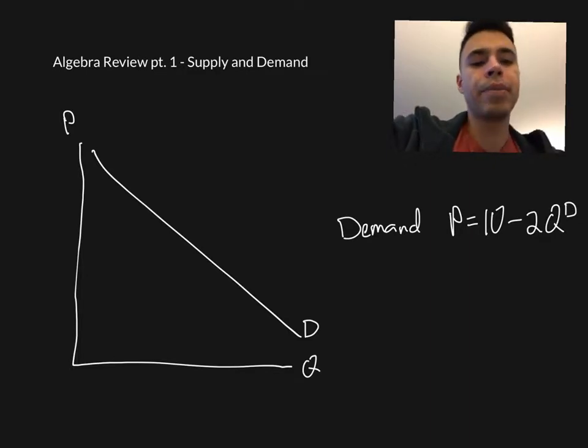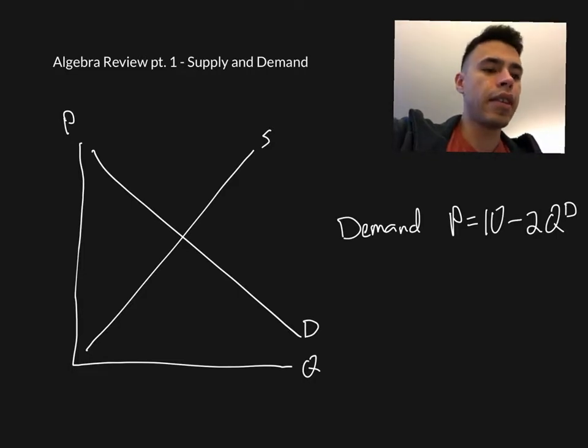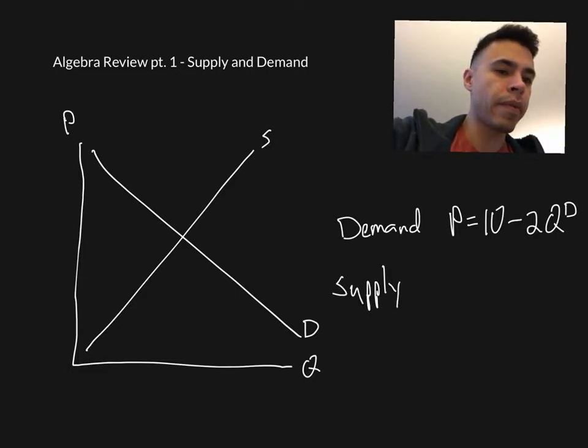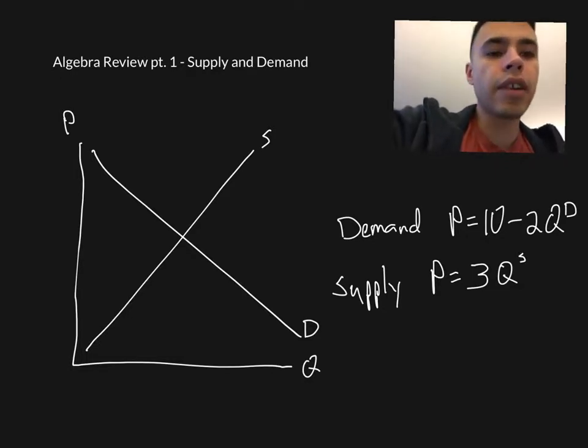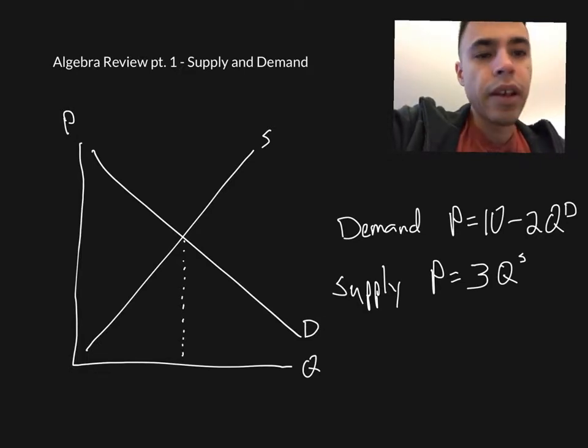Okay, and let's say we have a supply curve that looks like this. Let's say that the supply curve is given by the equation price is equal to 3Q, quantity supplied. So now the question is, how do we find the equilibrium, the point of equilibrium at the intersection of the supply and demand curve?